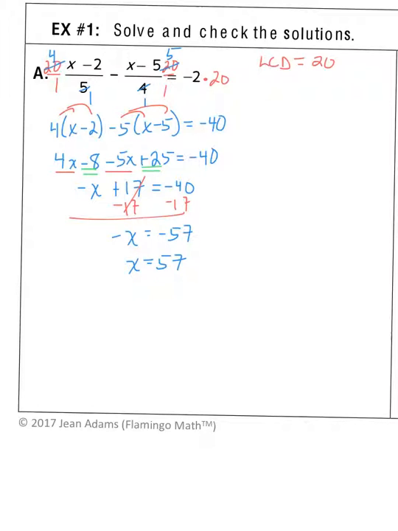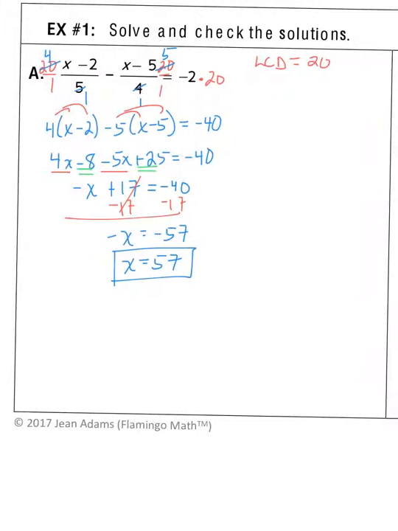So one thing you want to look at are restrictions. Well, there are no restrictions on the denominator because there's no variable in the denominator. And then you want to plug this in up here and check it to make sure that 57 minus 2 is 55, divided by 5 is 11. 57 minus 5 is 52. 52 divided by 4 is 13. And 11 minus 13 is indeed negative 2. So there are no extraneous solutions for this one.